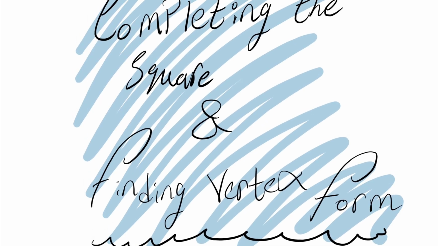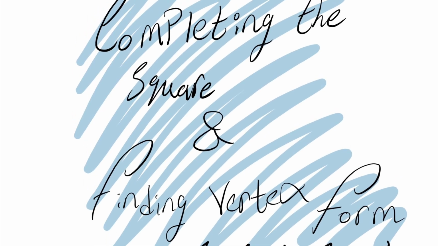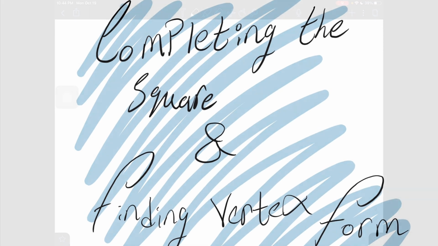Completing the square and finding vertex form for a vertical parabola. In this video, we will be going over how to complete the square with standard form and make it into vertex form. So we have the standard form of a vertical parabola as being 2x squared plus 24x plus 66 equals y.